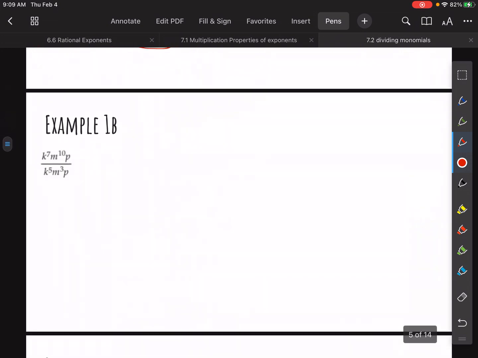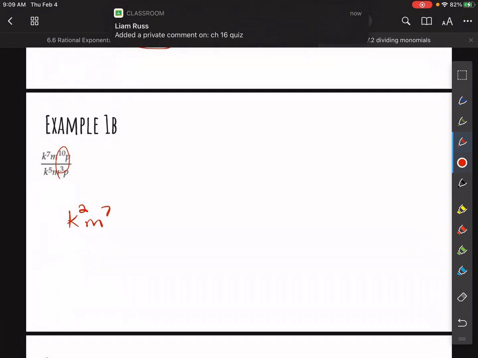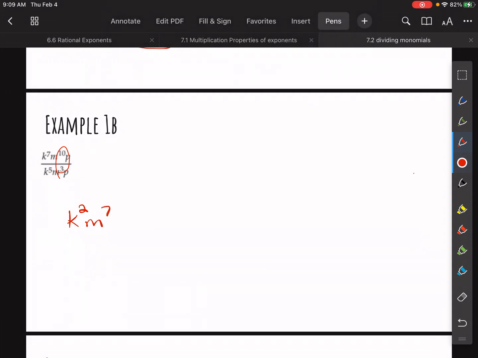That's example 1a. Let's look at b together, and I kind of want you to try this one on your own. But for this one, we have k, 7 minus 5 is 2, so k squared. And then we have m, 10 minus 3 is 7. And then we have p over p. So if you think about that, that's p to the first over p. Those p's cancel, and I'm left with nothing. So I have k squared m to the 7th for example 1b.